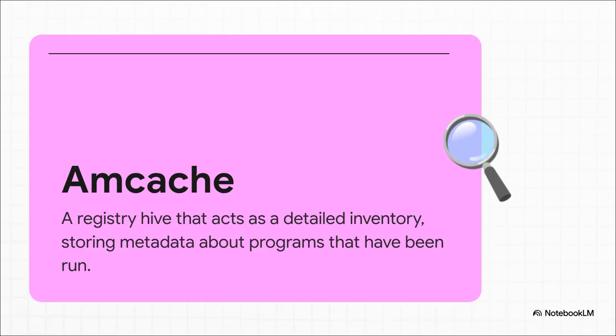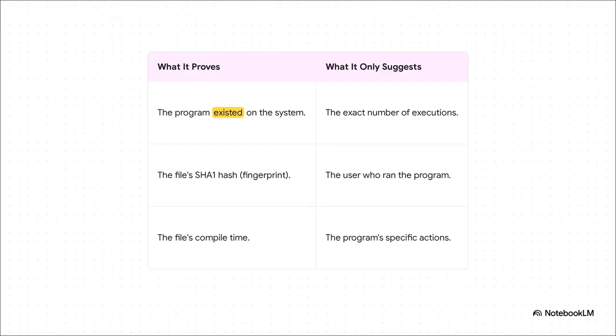And we find that in something called the Amcache. This is another part of the system that acts like a super detailed inventory system. It takes note of programs that have been run and records a whole bunch of information about them. And here's where we strike gold. The Amcache gives us the file's unique SHA-1 hash. That's a special code generated from the file's contents, and it acts like an unforgeable digital fingerprint.